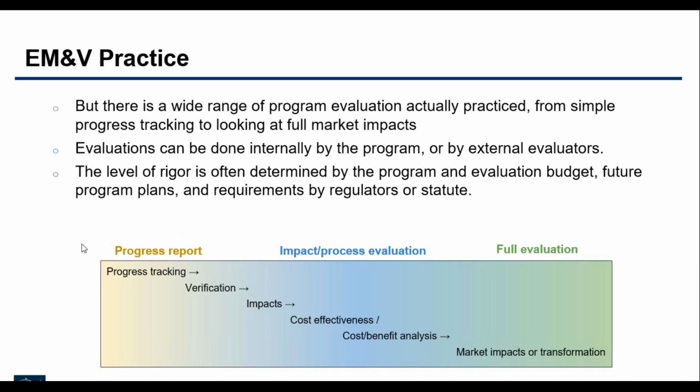The simplest approach would be simple progress tracking: how many grants are given out, how many people sign up. Verification will prove what's happening. Impacts will assess the impact of the action, the impact of the rebates or the installations. Then you can calculate the cost effectiveness, or a cost benefit analysis, to see whether what you're doing is cost effective. And lastly, the most complicated task is to assess whether your program is creating an impact on the whole market, whether there are impacts beyond the activities in your program.